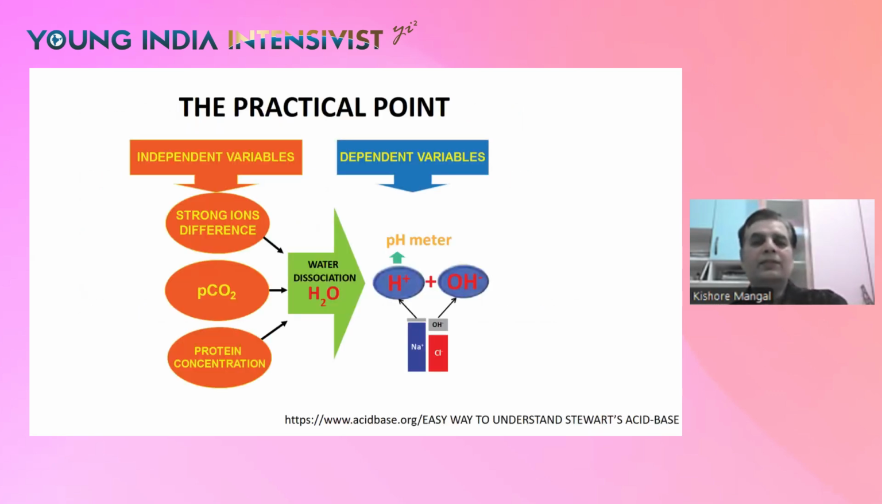So practically, if we come to the gist of these three things, we have three independent variables: strong ion difference, PCO2, and protein concentration. And these three things lead to changes in the water dissociation equilibrium, which will change H plus ion concentration and OH minus concentration and will lead to a change in the pH.